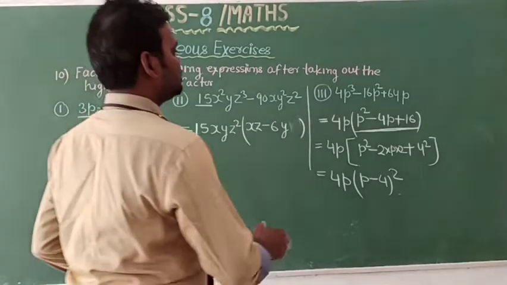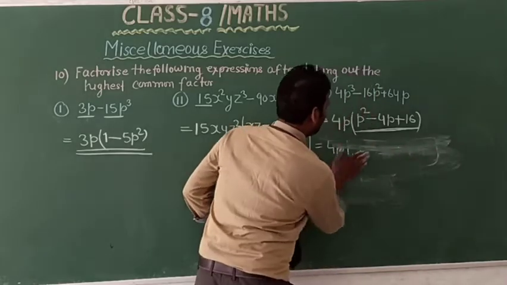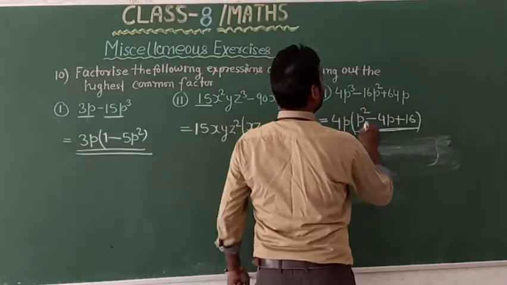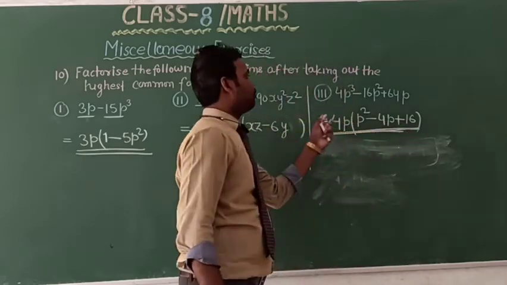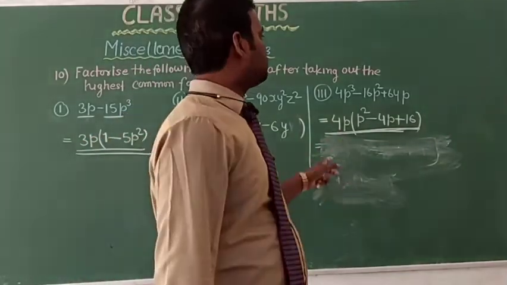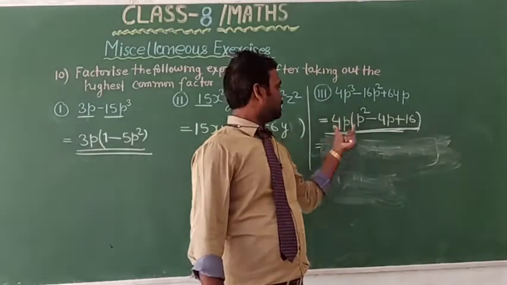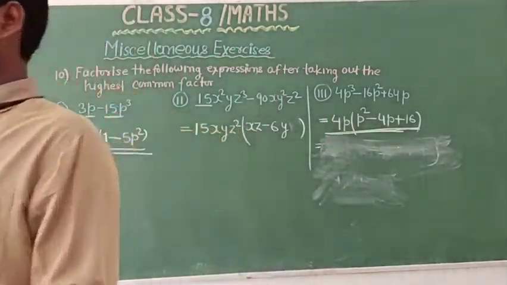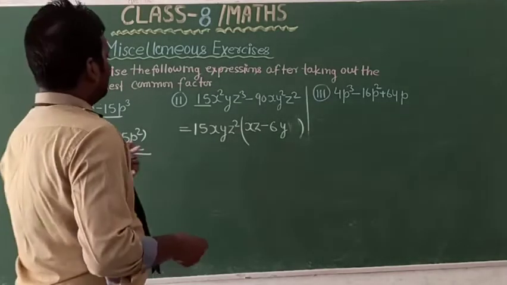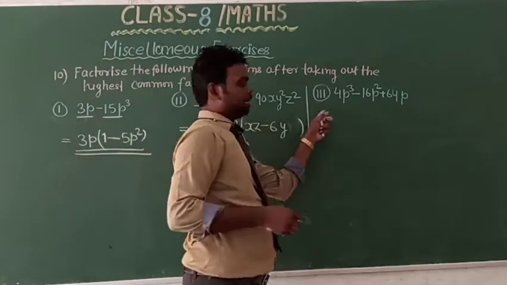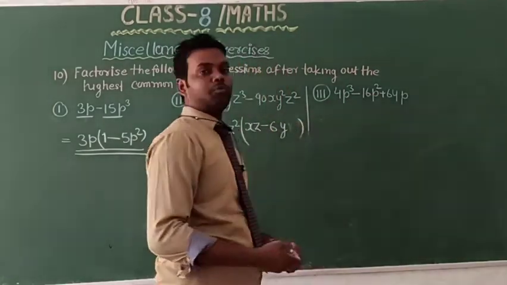So dear children, this is the factor of 4p to the power 3 minus 16p square plus 64p, that is 4p into p minus 4 whole square. Okay, so I hope this is clear. Now move to the third part. This is 4p power 3 minus 16p square plus 64p.